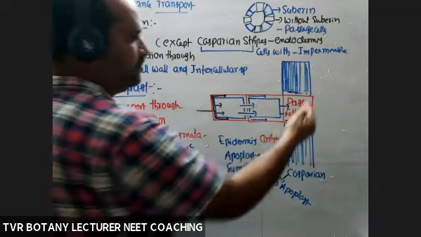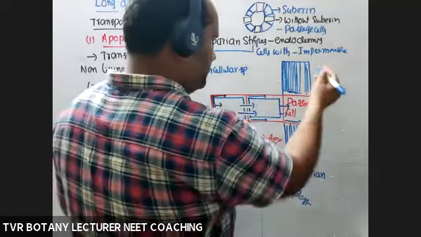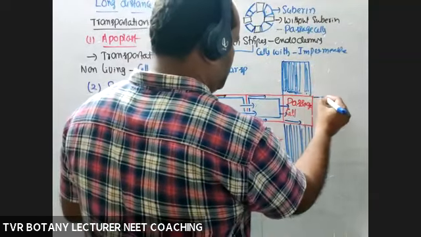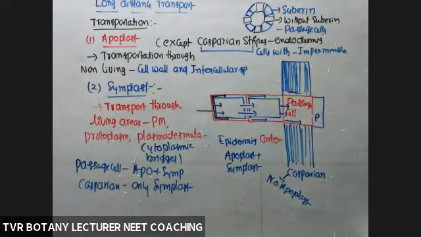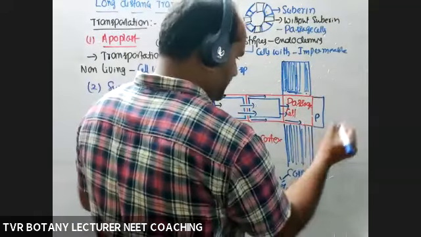Okay, so next, pericycle. For example, here is the pericycle. What is the pericycle? Parenchymatous. In the case of pericycle, both apoplast and symplast are possible. So this one is the pericycle.